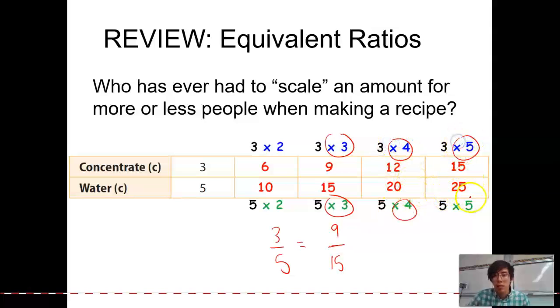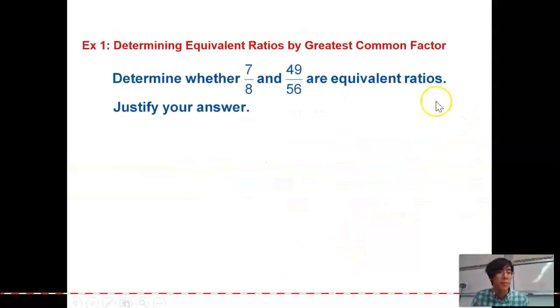15/25, multiply top and bottom by 15. So you're going to play around with these different equivalent ratios, and let's do an example with this right here. All right. So example number 1: determine whether 7/8 and 49/56 are equivalent ratios.